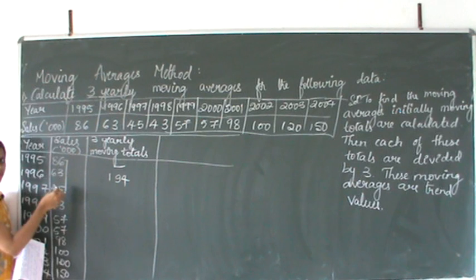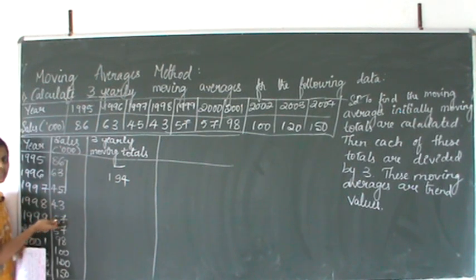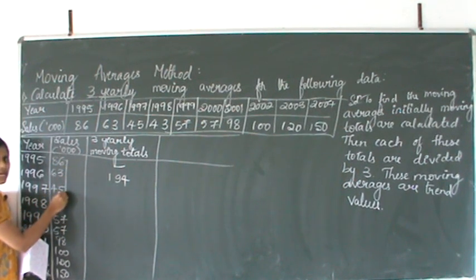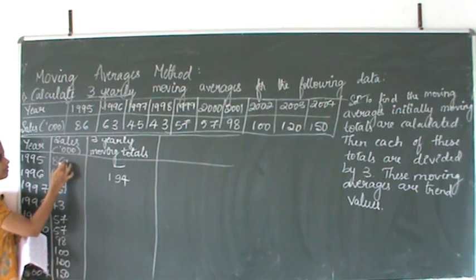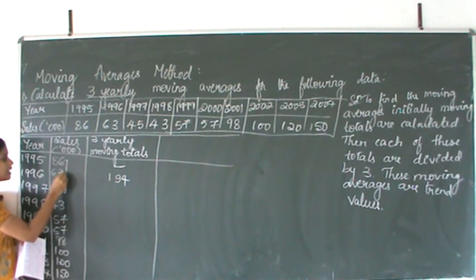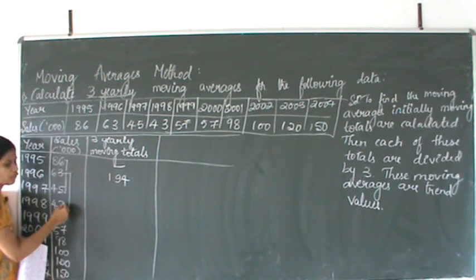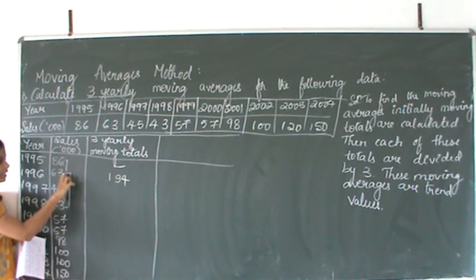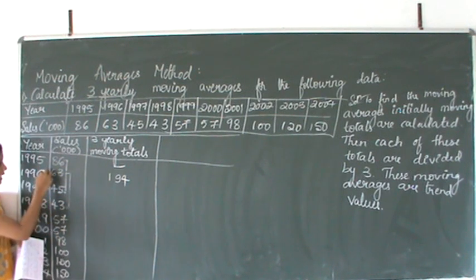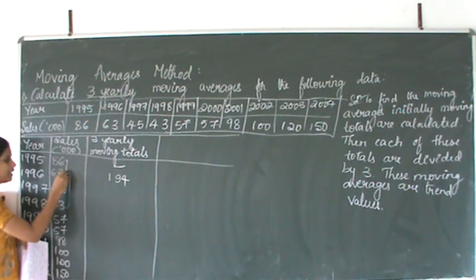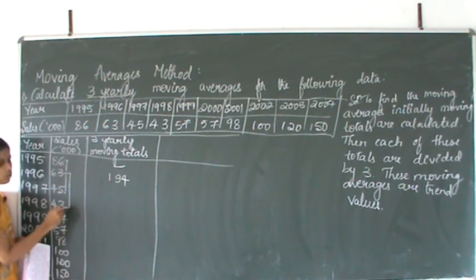Next, in semi-averages we were dividing the data into 2 equal parts. But here we are going to consider overlapping number of years. So the first 3 years is this. For the next 3 years, we are going to leave the first year and consider the second year, third year and fourth year as the next group. The first group is done. Now leave the first one and go from second up to fourth, that is 1996, 97 and 98. So this will be considered as one more group.